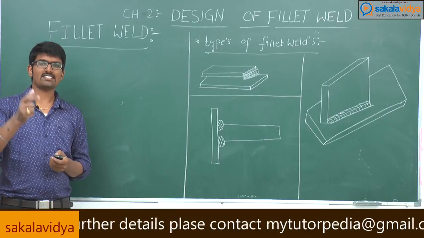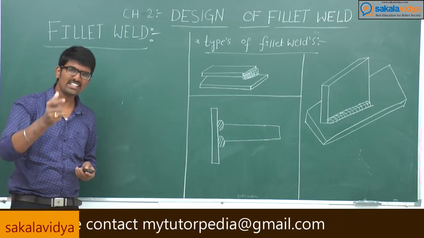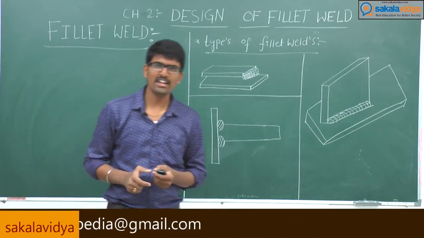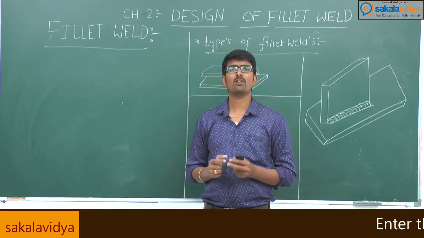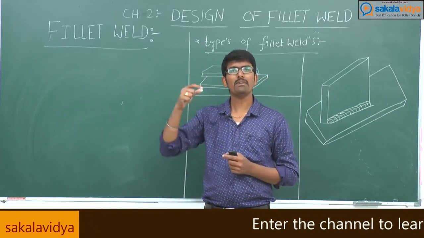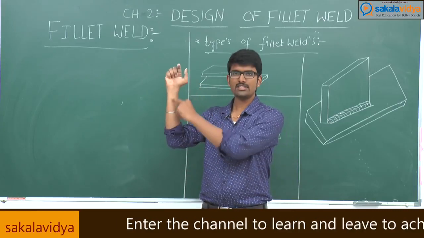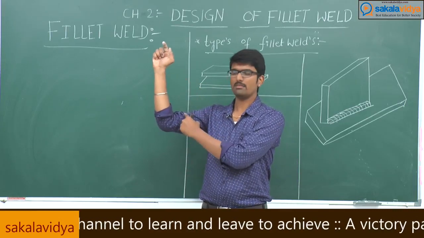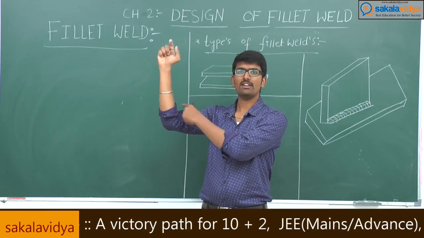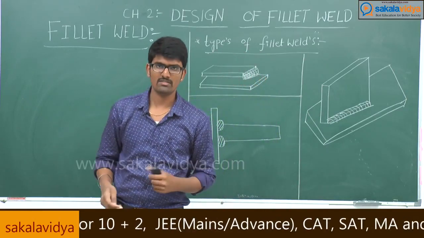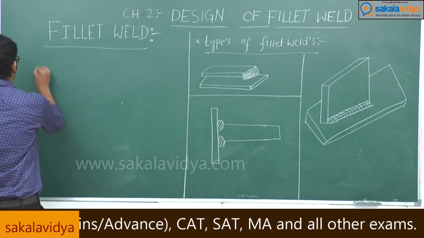Now, let us discuss fillet welds. What is meant by fillet welds? Fillet welds are nothing but when the two structural members or elements overlap each other. For example, this is a structural member and this is also a structural member. When this is overlapping here, if we do welding here, this is known as fillet weld. So, let me show the fillet weld.